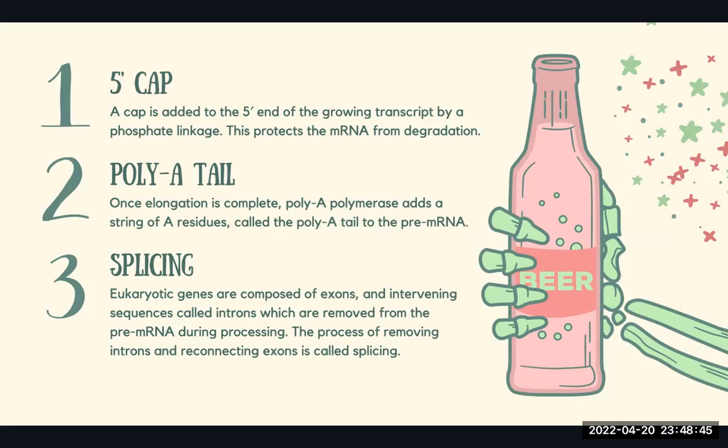Once elongation is complete, an enzyme called poly-A polymerase adds a string of approximately 200 A residues called a poly-A tail to the pre-mRNA. This modification further protects the pre-mRNA from degradation and signals the export of the cellular factors that the transcript needs to the cytoplasm.